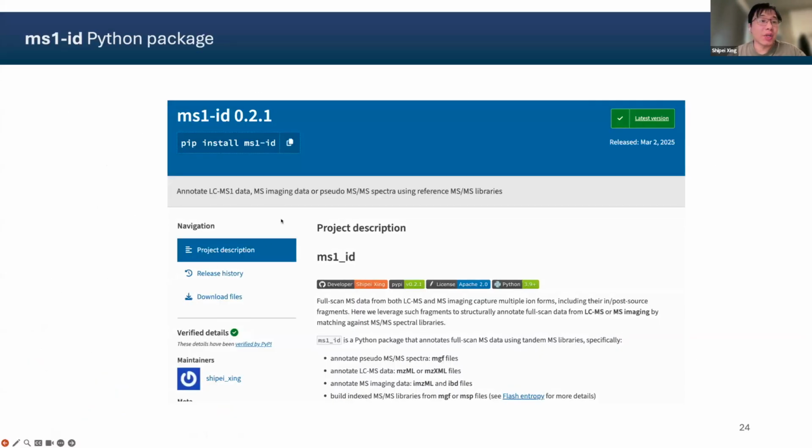Currently, this tool is already available as a Python package called MS1ID, and it's also under development. So you're welcome to test it out and contact me if you have any suggestions.